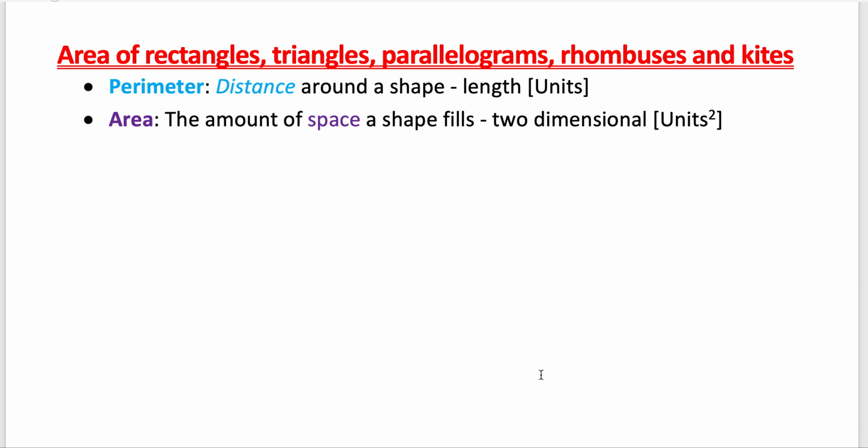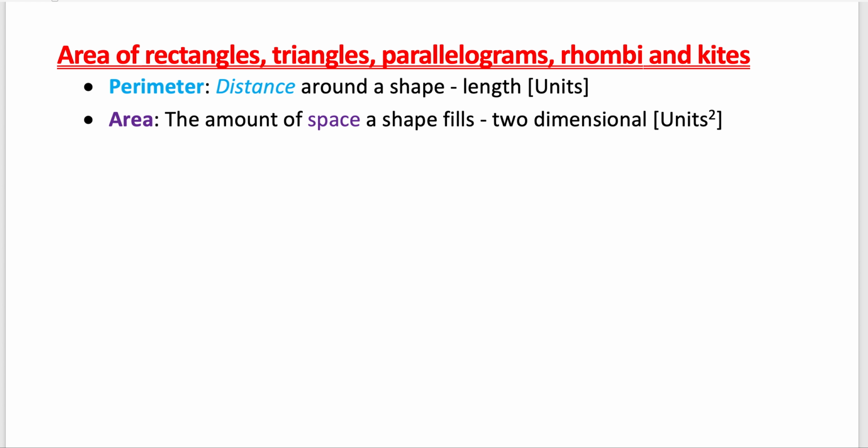Okay, girls, so today's lesson is we're going to be talking about area of rectangles, triangles, parallelograms, rhombuses, or rhombi, I must say. The plural is rhombi, and kites.